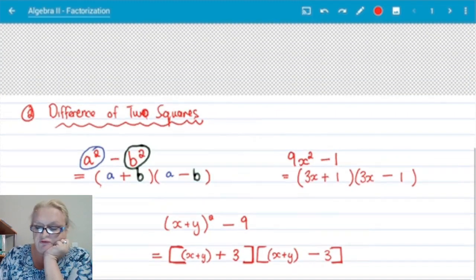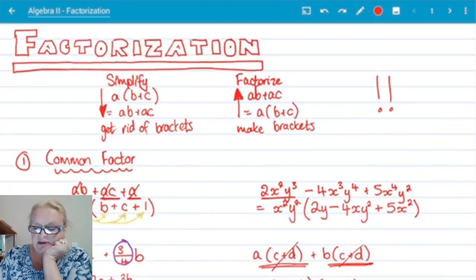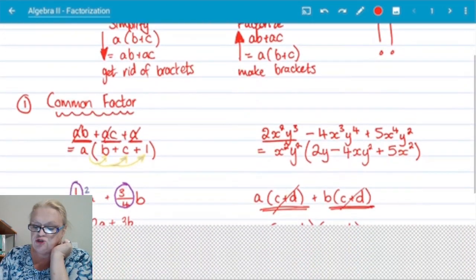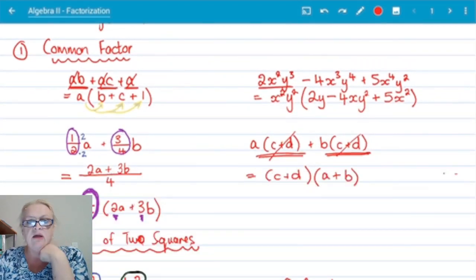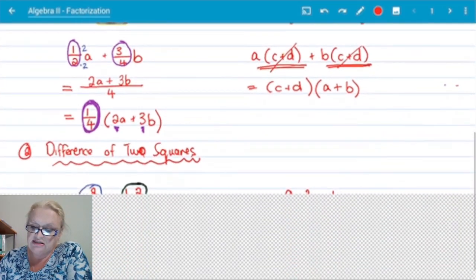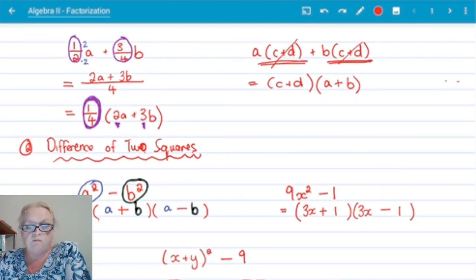Okay, so far we have learned that factorization is the opposite process of simplification. In factorizing, we want to create brackets, whereas in simplification, we want to get rid of brackets. So far, we have learned two types of factorizing. The first one is a common bracket, in which we had normal terms we could take out, but we also learned how to handle fractions and also common brackets.